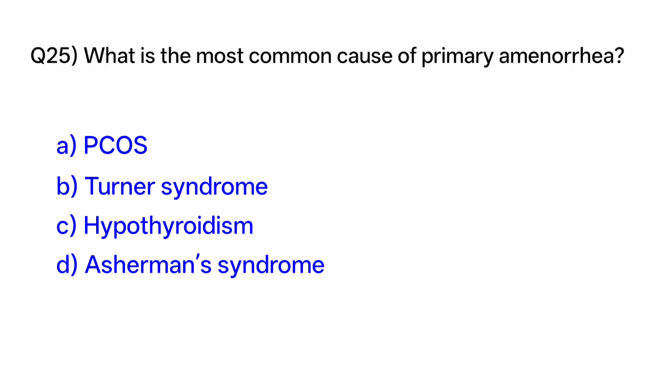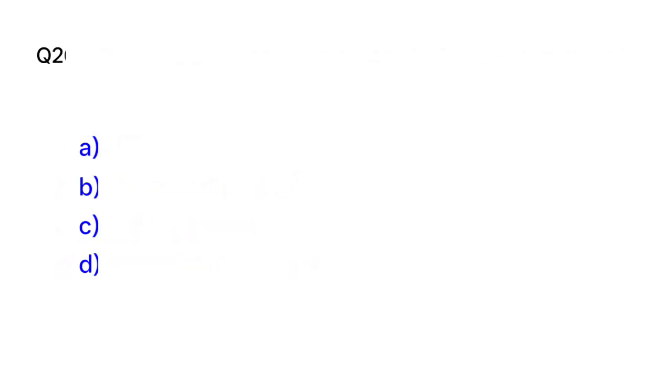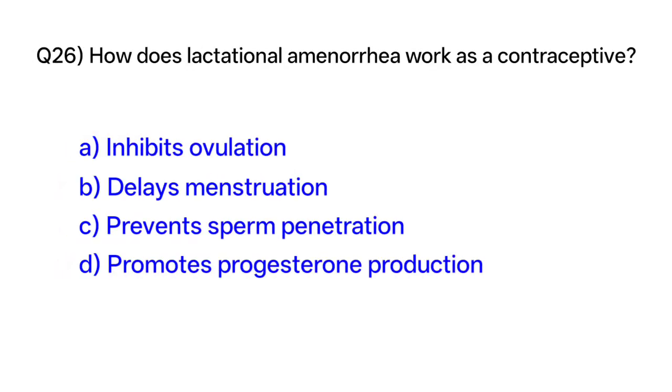Question number 25. What is the most common cause of primary amenorrhea? The correct option is B. Turner syndrome. Question number 26. How does lactational amenorrhea work as a contraceptive? The correct option is A. Inhibit ovulation.